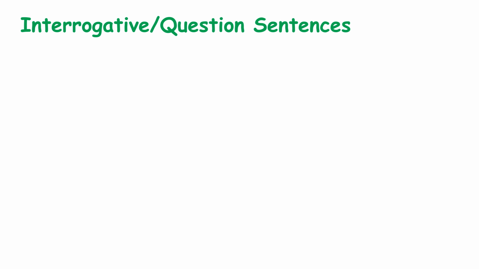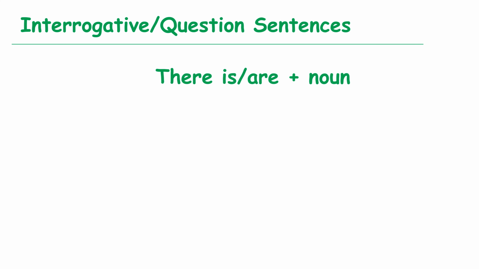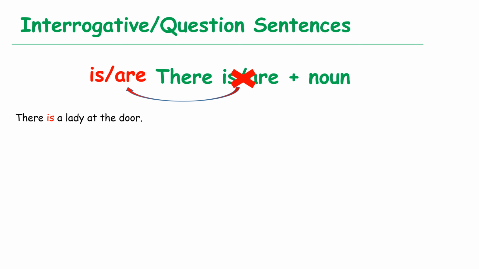Now on the slide, we'll learn how to make question sentences when we have the expression there is and there are. As you may already have observed, in affirmative sentences, is or are comes right after there. However, in interrogative sentences, we have to bring is or are right before there. Let's look at it in a few examples. There is a lady at the door. Is there a lady at the door?